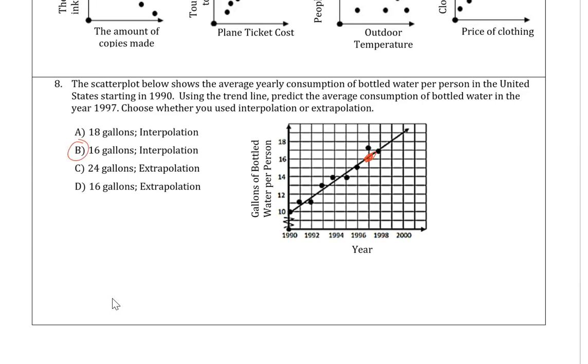And then it's interpolation because we're using the graph. So just like we talked about back in Unit 5, extrapolation means we're plugging into some type of equation, it's not on the graph. This one's interpolation because again, it's on the graph.